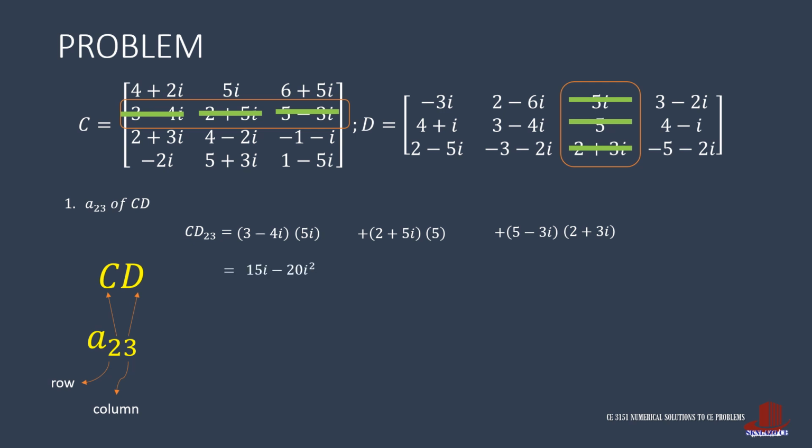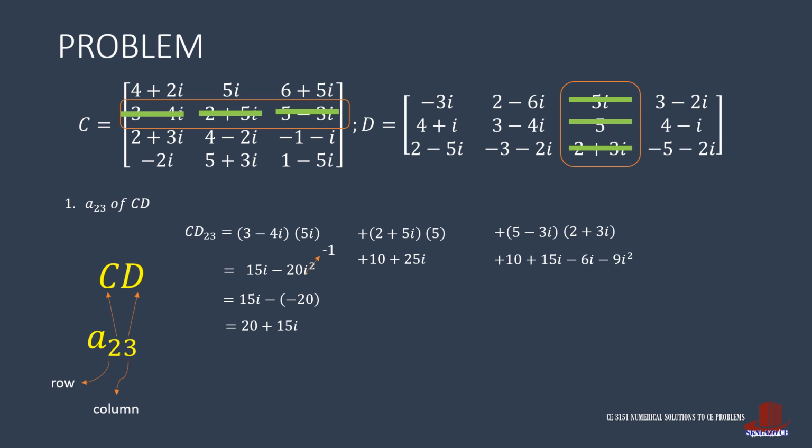By multiplying 5i to the binomial, we have 15i minus 20i squared. And we know that in complex numbers, i squared is equal to negative 1, making the product 15i minus negative 20, which is simplified as 20 plus 15i. From the second pair, distribute 5 to have 10 plus 25i.